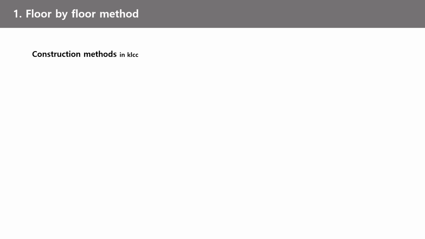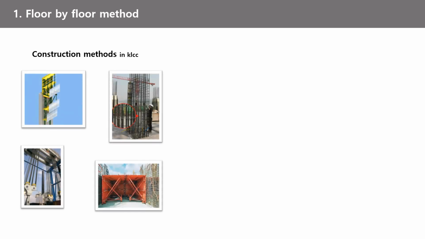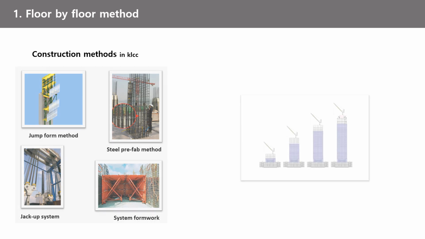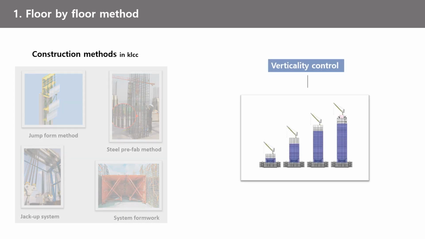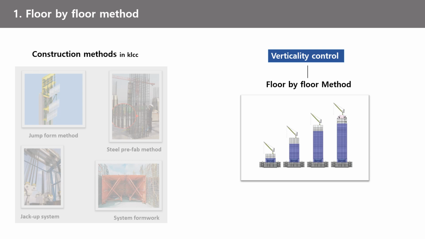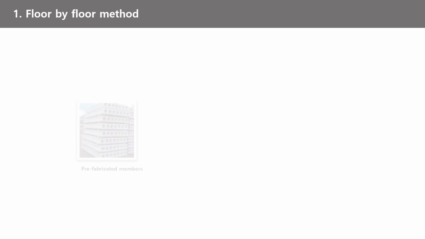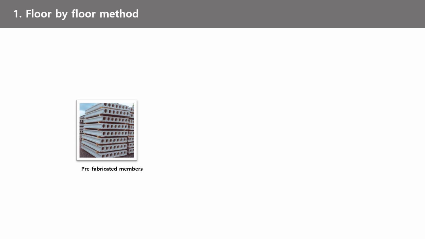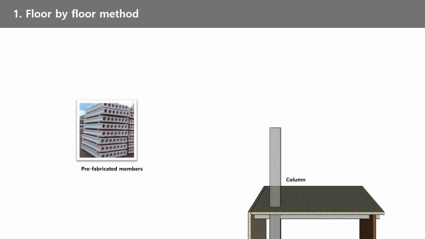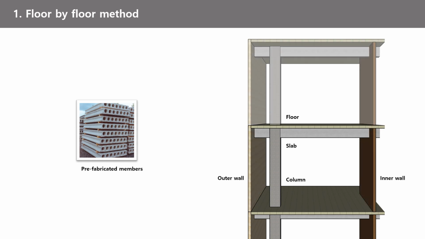There are many kinds of construction methods used in Petronas Tower, but today, we are going to look into the flow-by-flow method related to the verticality of the building. The flow-by-flow method is a construction method that assembles prefabricated materials like columns, slabs, and exterior and interior walls by piling up.